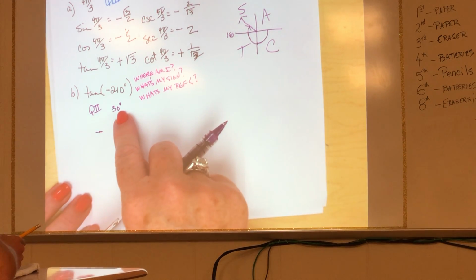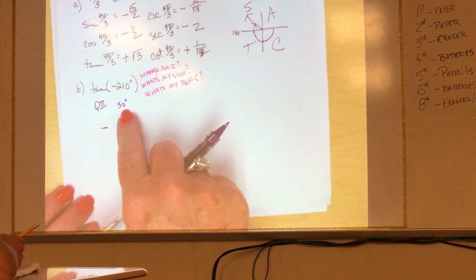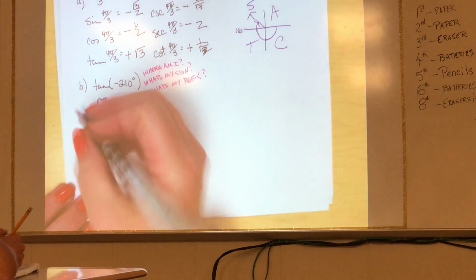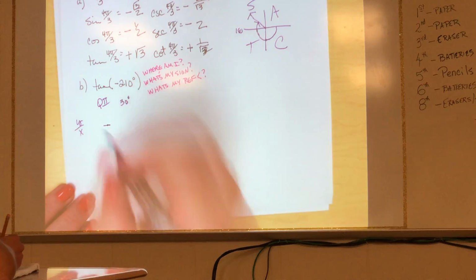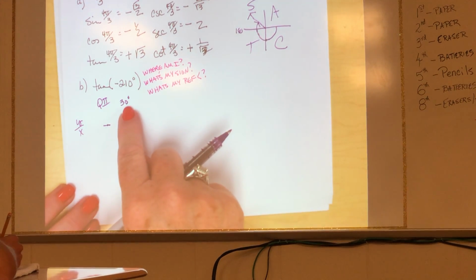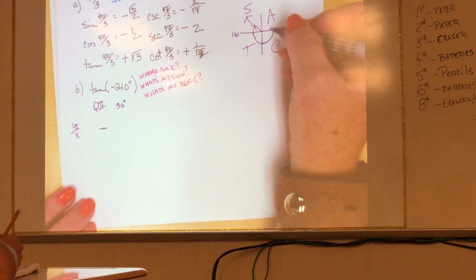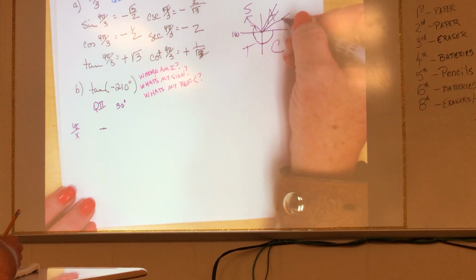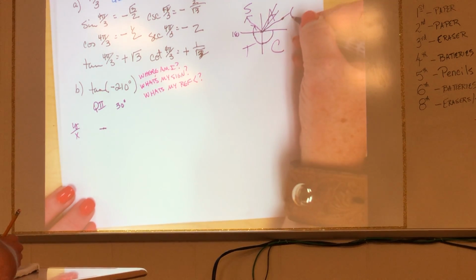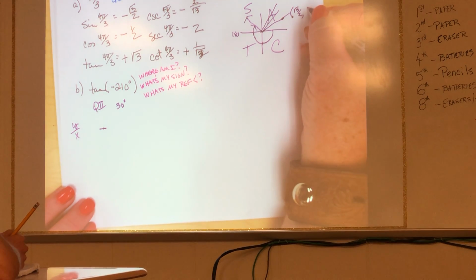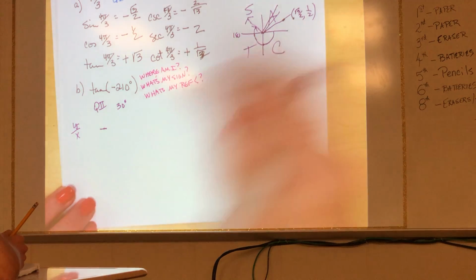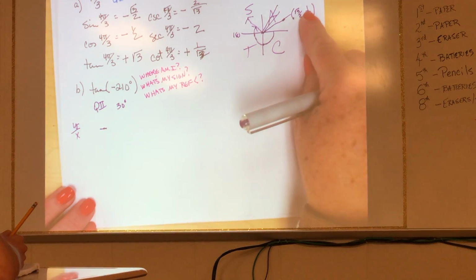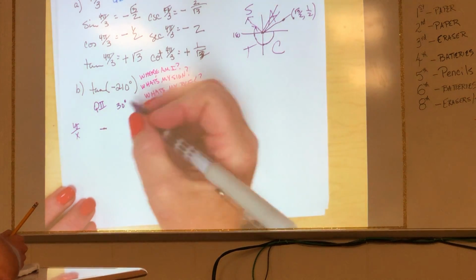Now I'm going to think of tangent. Tangent is sine over cosine, or y over x, right? At 30 degrees, think about your unit circle. Even if you only know these ones right here, here's your 30 right there. What is the point? Square root of 3 over 2 and 1 over 2. So y over x, 1 over the square root of 3.